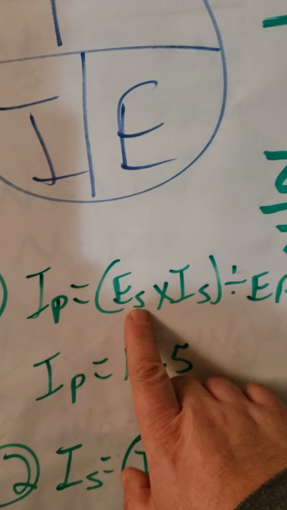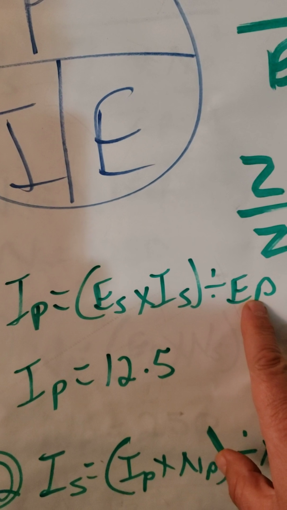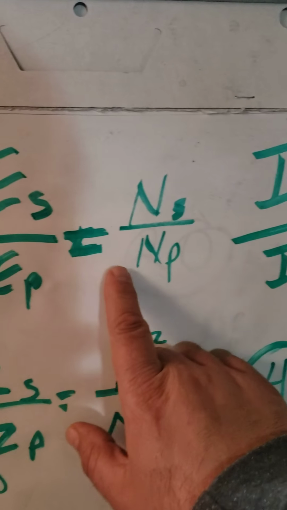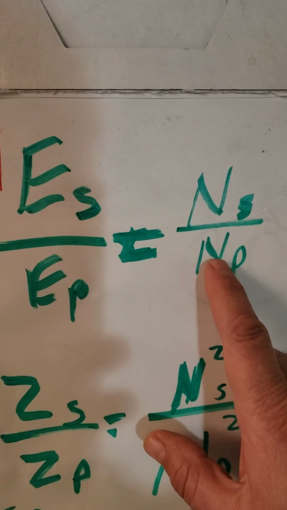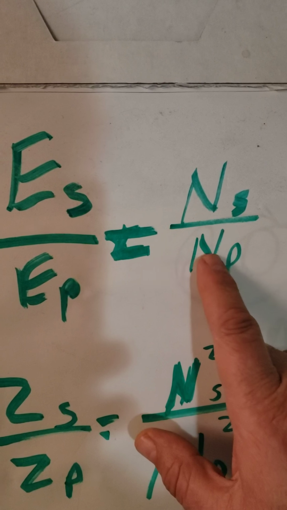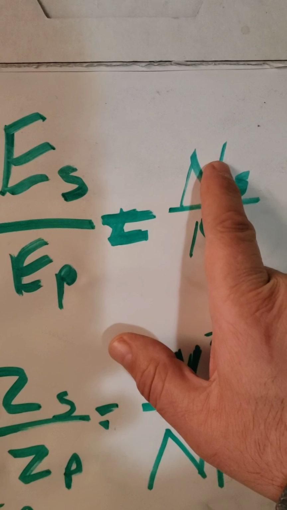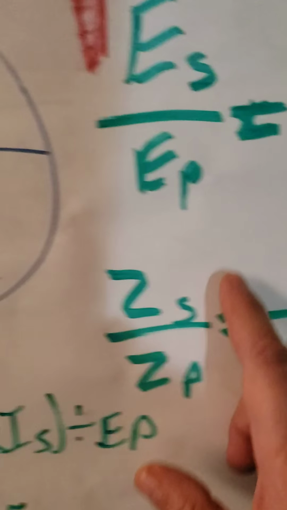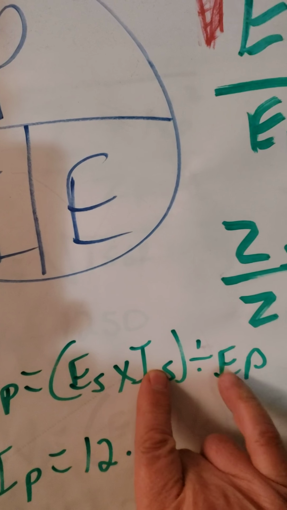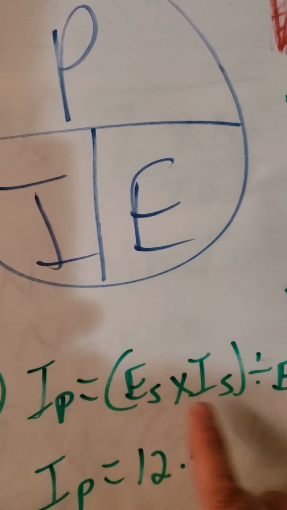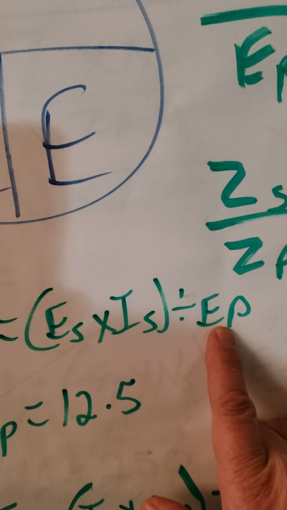I have NP. I wrote down IP equals ES times IS divided by EP. So let's just come up here and let's change this to IP, and this would be IS, because IS times ES equals EP times IP, I'm sorry. So that's where I got this formula from. Remember, this times this equals this times this. So that's why I'm going to divide. The EP is on the bottom, so that's why I have a divider.